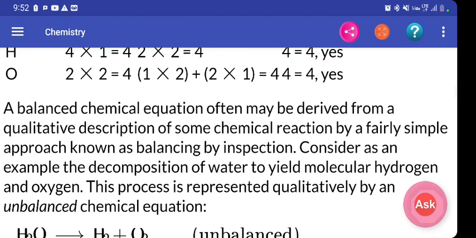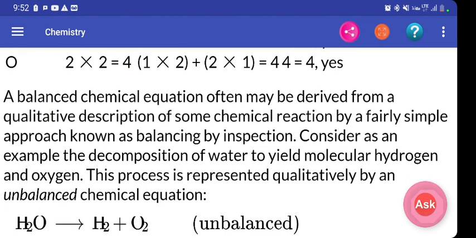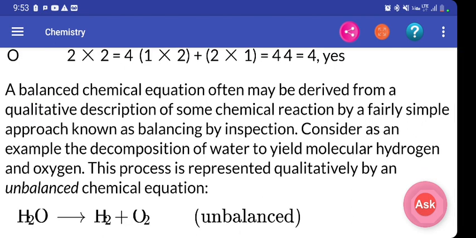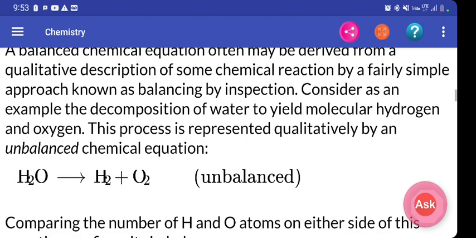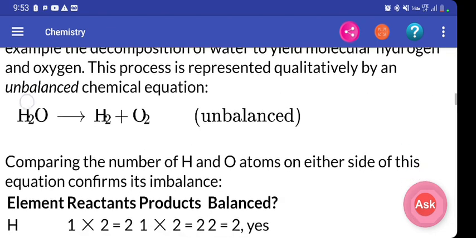A balanced chemical equation often may be derived from the qualitative description of some chemical reaction by a fairly simple approach known as balancing by inspection. Consider, as an example, the decomposition of water to yield molecular hydrogen and oxygen. This process is represented qualitatively by an unbalanced chemical equation.